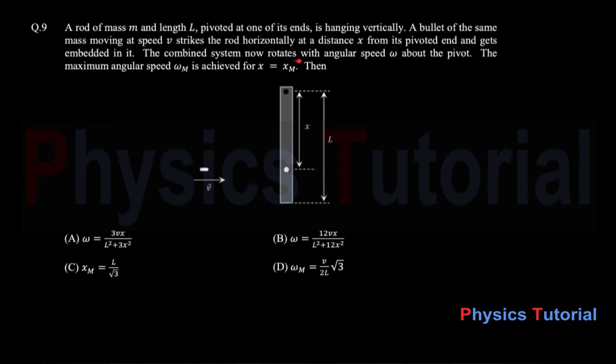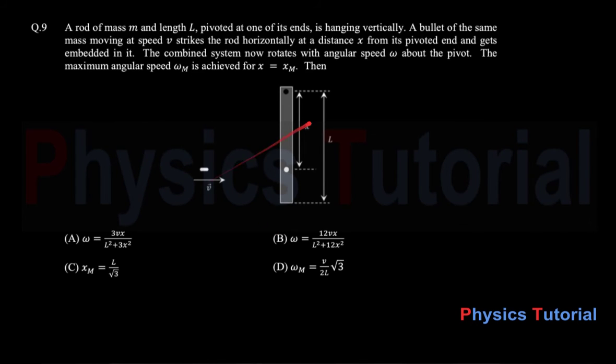The combined system now rotates with angular speed omega about the pivot. The maximum angular speed omega m is achieved for x equal to x m. Then you have to find, in the first two options, omega, and then you have to find the maximum x and omega m. So let's represent the solution.